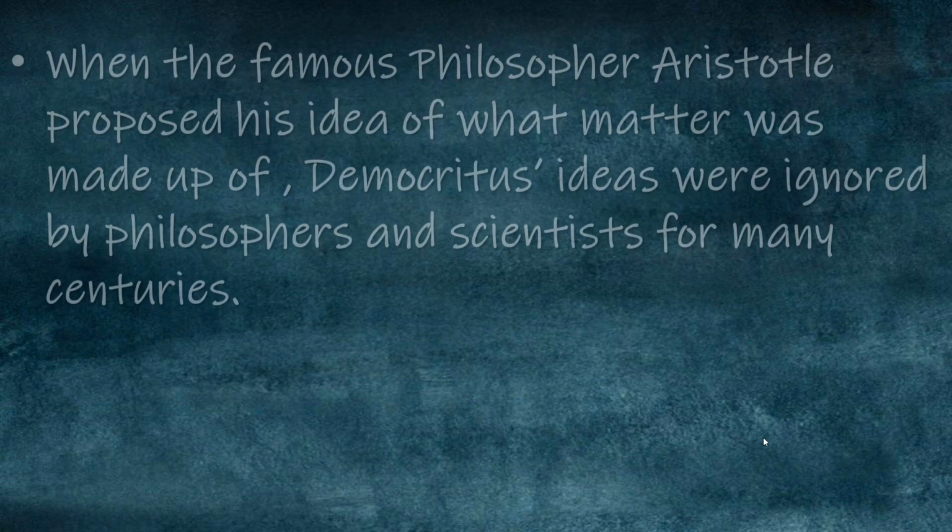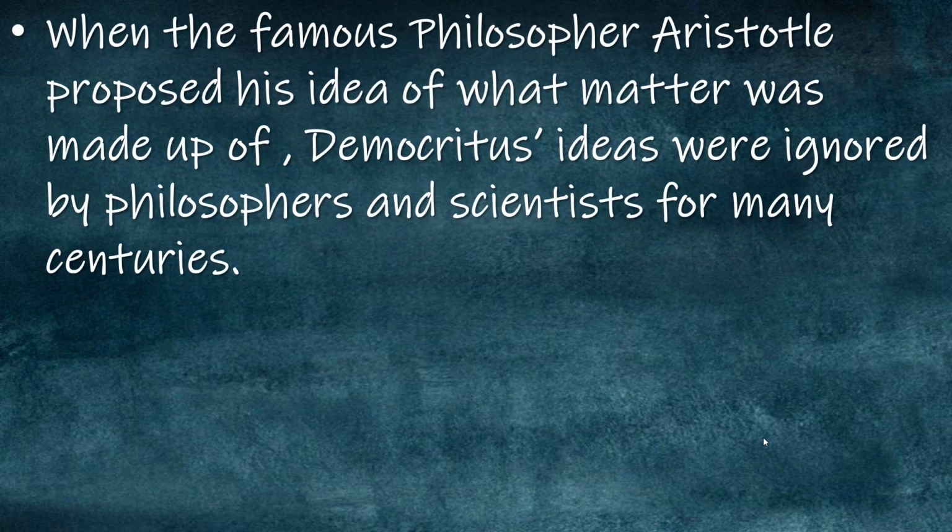And when the famous philosopher Aristotle the Great proposed his idea of what matter was made up of, Democritus's ideas were ignored by philosophers and scientists for many centuries. Now, Democritus had a good idea. According to him, matter or objects were made up of these atomos, the smallest indivisible particles, and they had different shapes. For example, he said that iron atoms had hooks that held them so strongly together.